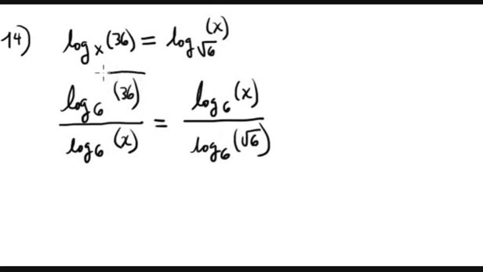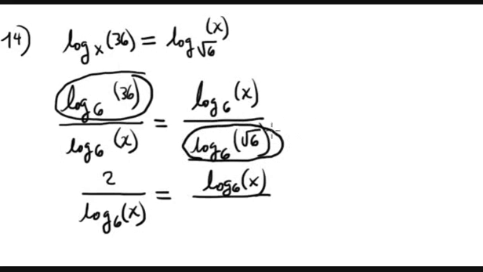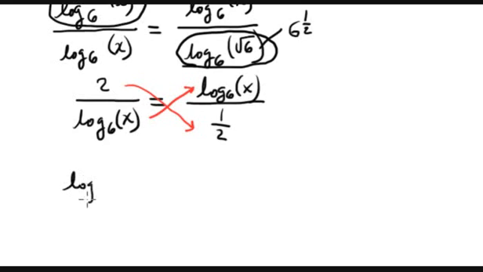It is obvious that this answer is 2 because 6 to the second power is 36. This is 2 over logarithm base 6 of x is equal to logarithm base 6 of x, and the answer for this part is 1/2 because square root 6 is 6 raised to the 1/2. Now you apply cross multiplication. So you have logarithm base 6 of x multiplied by itself, this square, is equal to 1, because 2 times 1/2 is 1.